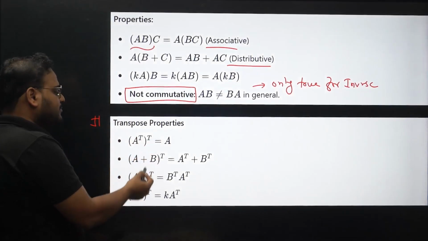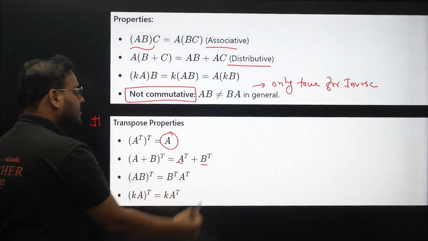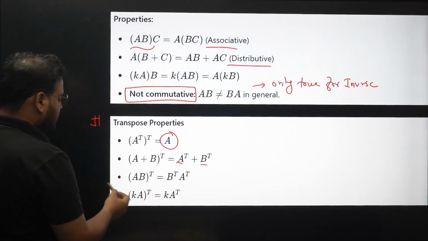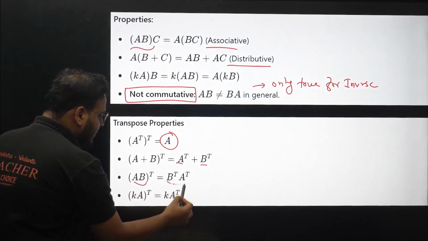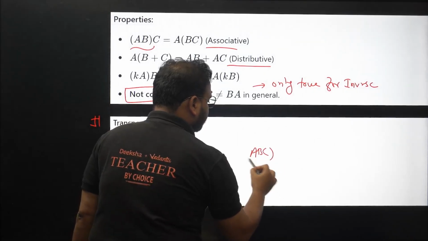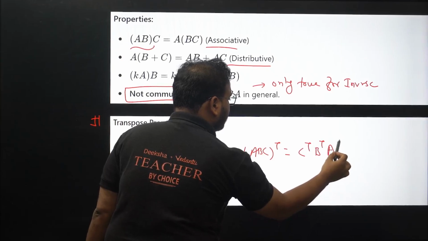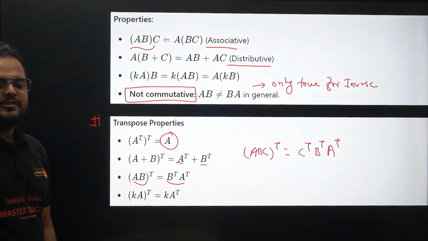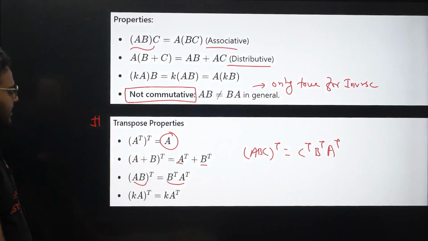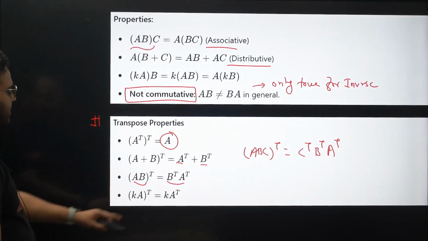Properties of transpose, please remember this, I have listed all the properties over here. The transpose of A plus B is simply A transpose plus B transpose, but in the case of product it will reverse. Here we have AB, it will become B transpose A transpose. Even if you have A, B, C, it will become C first, B as it is, and then A. The order reverses in the case of transpose if it is multiplied. If it's a constant K, you can take the constant outside and take the transpose on simply the matrix A.